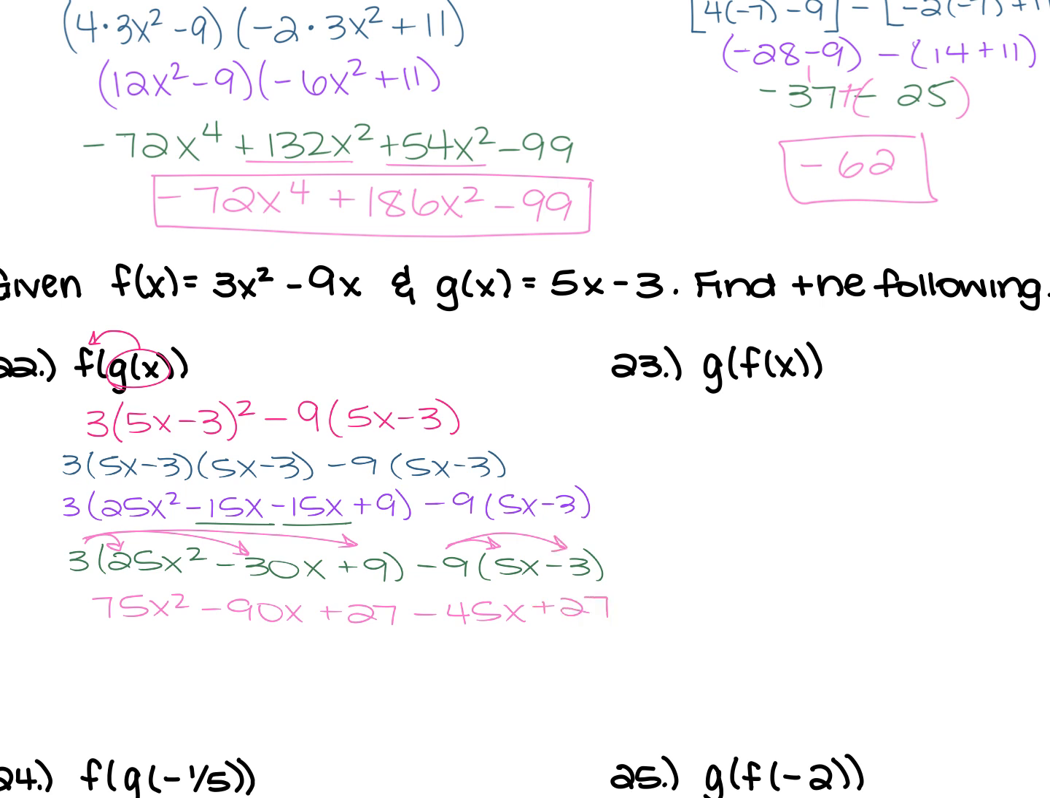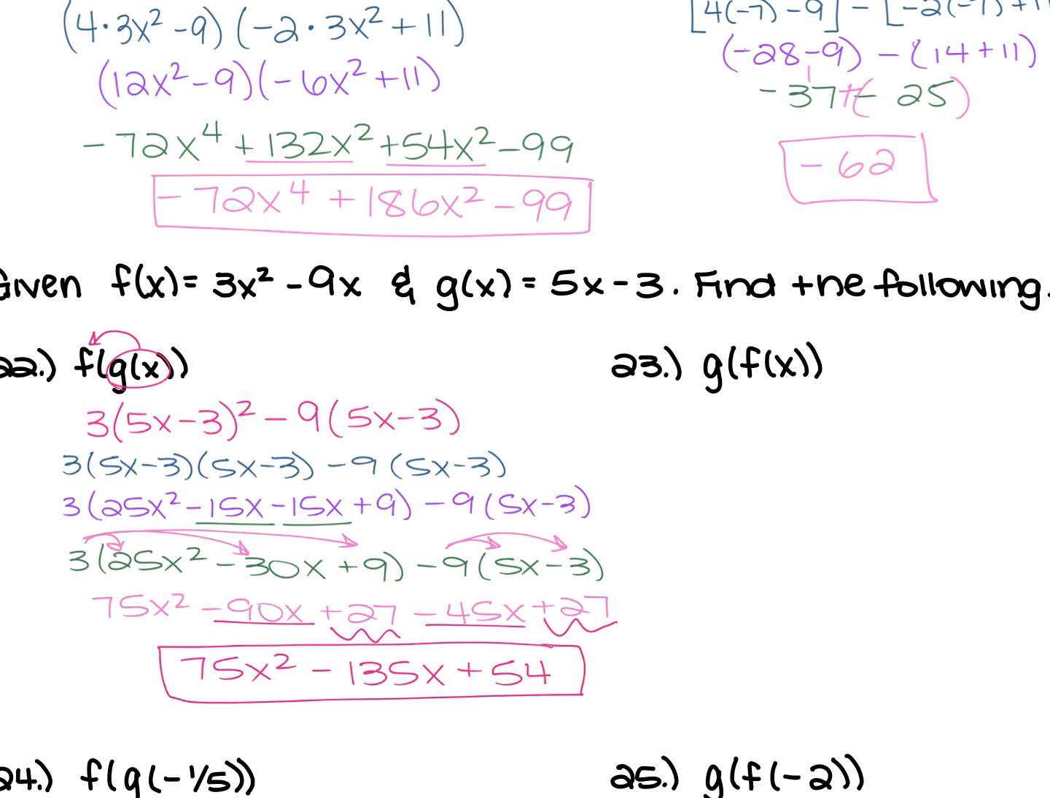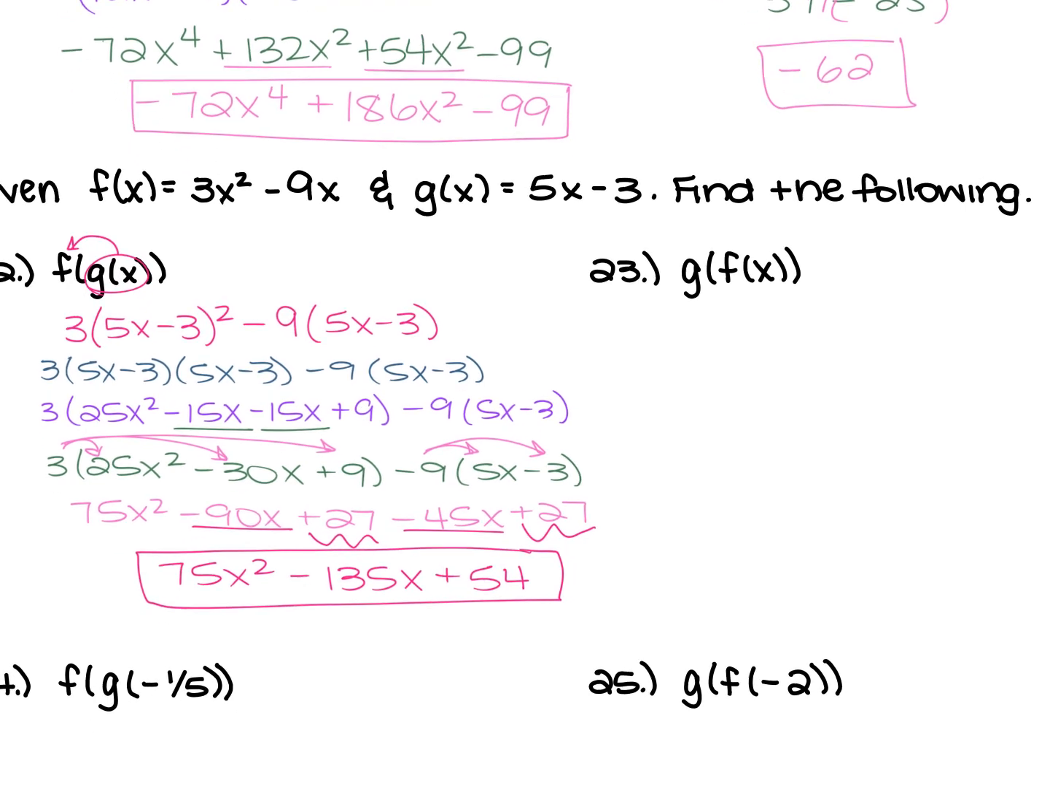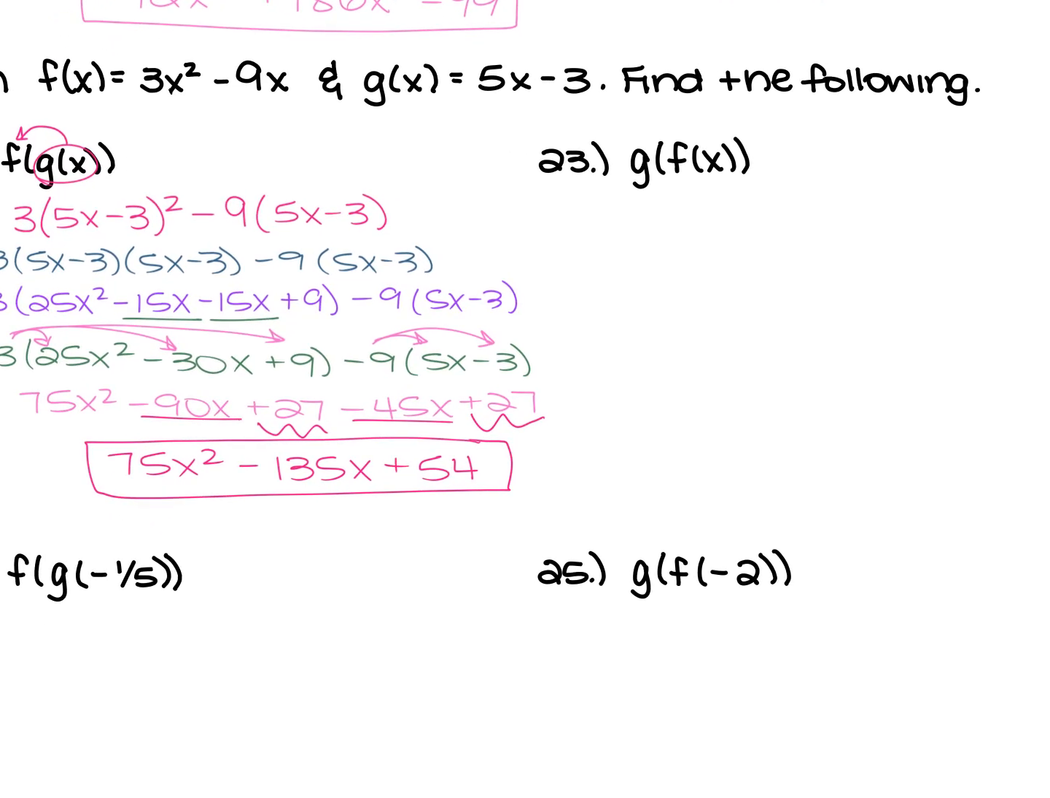From here, you're combining like terms. The 75x squared drops down. You have negative 90x minus 45x. They're the same sign, so keep the sign, add the numbers. That's negative 135x. Then you have 27 plus 27, which is 54. So you have 75x squared minus 135x plus 54.